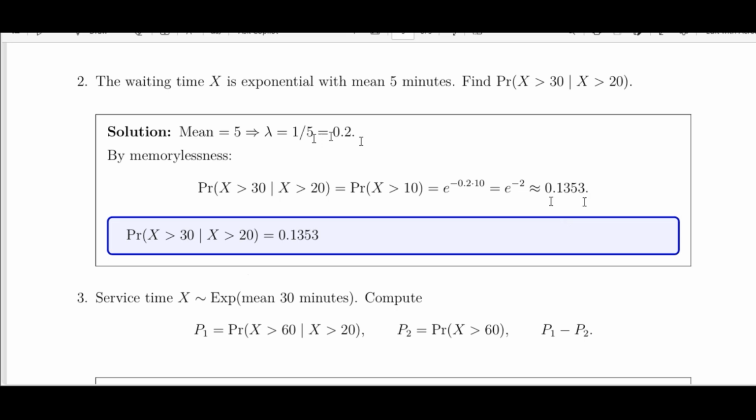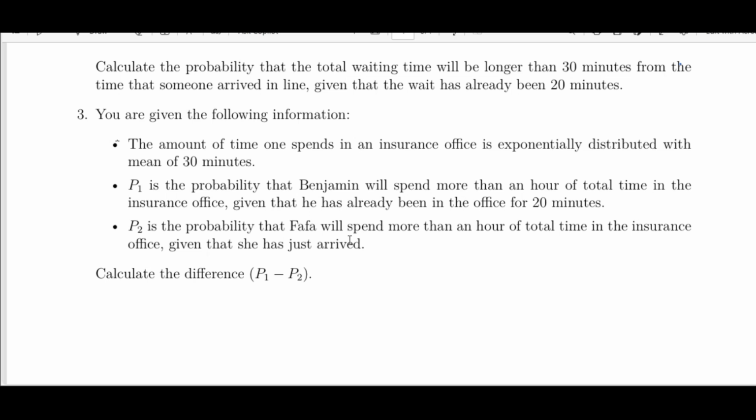Let's look at the last one. You are given the following information. The amount of time one spends in an insurance office is exponentially distributed with a mean of 30 minutes. P1 is the probability that Benjamin will spend more than an hour of total time in the insurance office, given that he has already been in the office for 20 minutes. So 1 hour is going to be 60 minutes. So the probability that X is greater than 60, given that X is greater than 20.